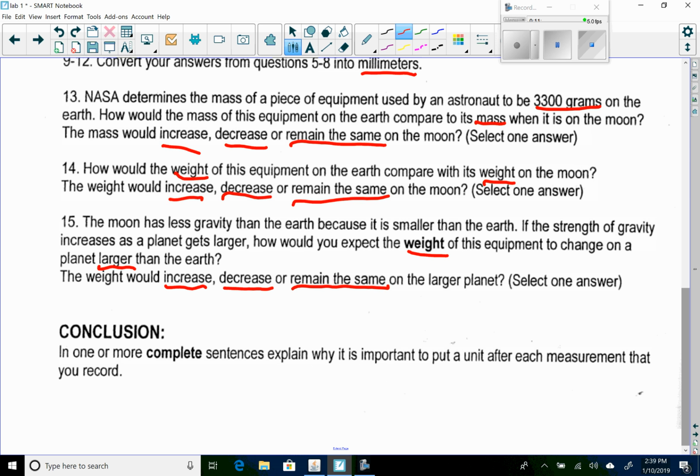Conclusion. In one or more complete sentences, explain why it is important to put a unit after each measurement that you record.